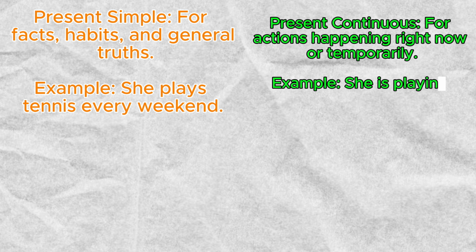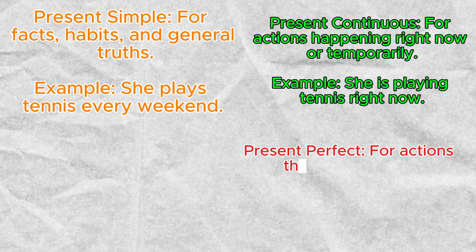To summarize, here's a quick comparison of the four present tenses. Present simple, for facts, habits, and general truths. Example, she plays tennis every weekend. Present continuous, for actions happening right now or temporarily. Example, she's playing tennis right now. Present perfect, for actions that started in the past and have relevance now. Example, she has played tennis for 10 years.